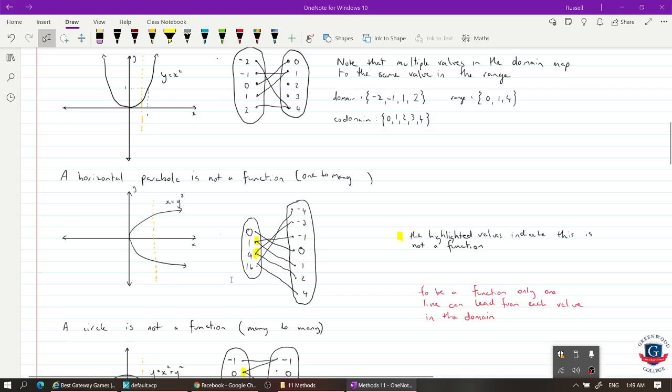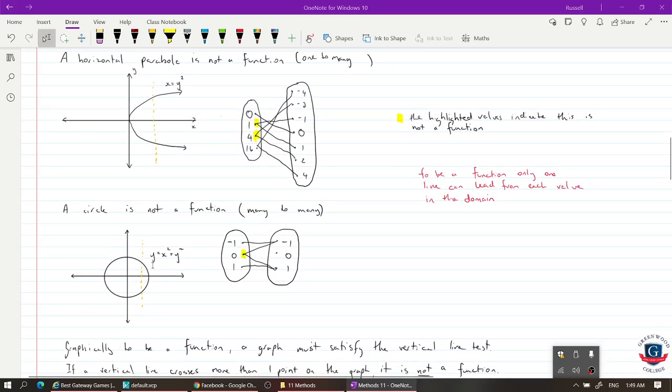Now if we have a look at this next example, this is not a function, because this value here, 1, maps to many values in the codomain. So 1 maps to -1 and 1 maps to 1. An example of this type of relation is a horizontal parabola. We can see that this value here doesn't just map to the value up there, a positive value for y, it also maps to a negative value of y. That means that it's not a function.